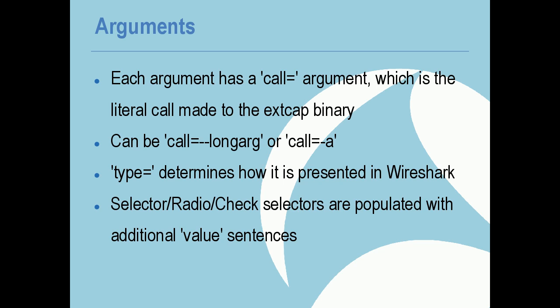So this is where we start to get a little bit deeper into the guts. Every argument has a call equals argument. That's what literally gets passed to the command line of the Extcap binary. So you can have like --long-arg, like --frequency, or -a, or something like that. The type itself determines how Wireshark displays it. That would be like your selector or your checkbox or your text fields. And some of them are also populated with value sentences. So if your device only supports a couple of channels, you could say value channel 1, channel 2, and so on and so forth.